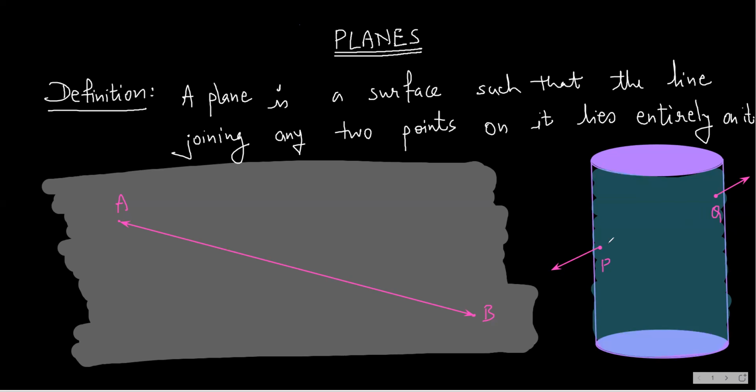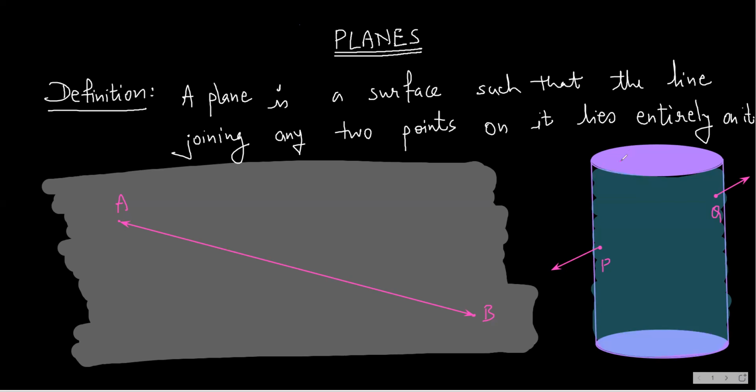So what I understand is that this curved surface is not a plane, because when I join 2 points on the surface with a straight line, the line does not lie entirely on the surface. Okay.